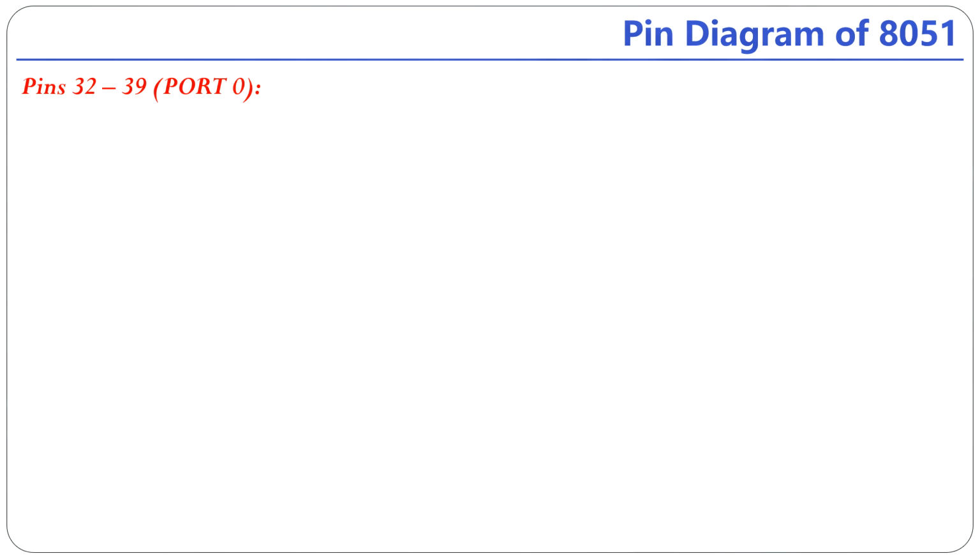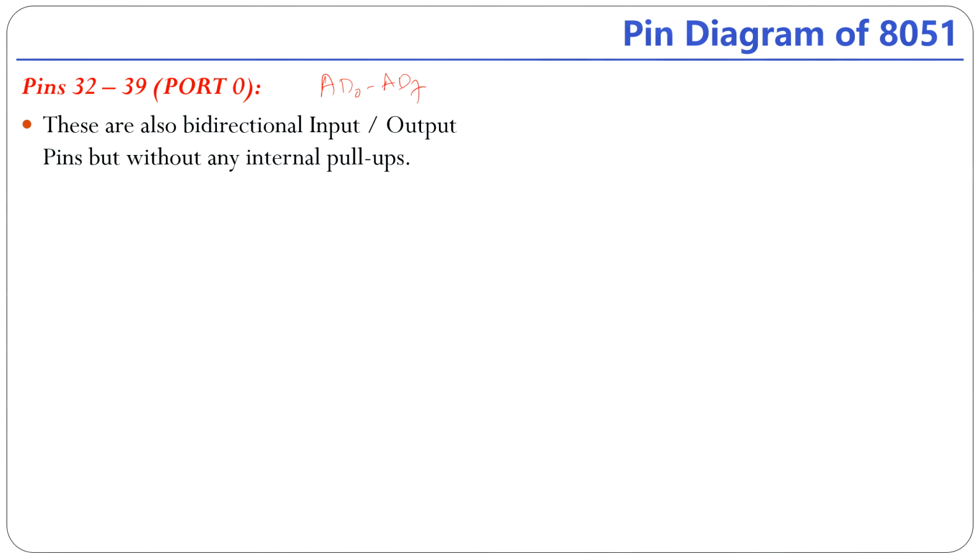Next, pins number 32 to 39 are assigned to port 0. In addition, these port 0 pins, 32 to 39, also act as the time division multiplexed address and data bus, AD0 to AD7. First, we will see the port 0 operation.